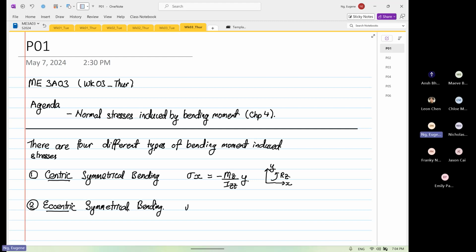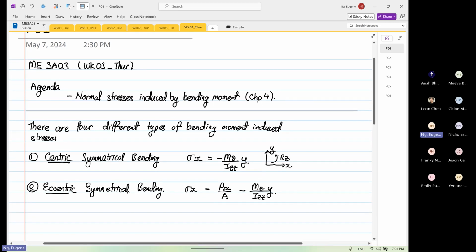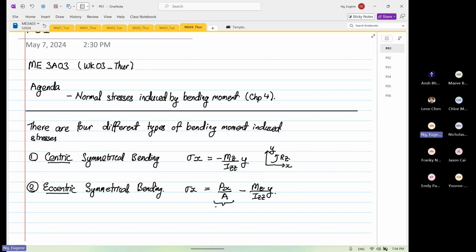So over here you have stress x. Again, this is a general formula. Now you have P x over A minus Mz over Izz multiplied by y. The only difference under eccentric is you have axial loading.